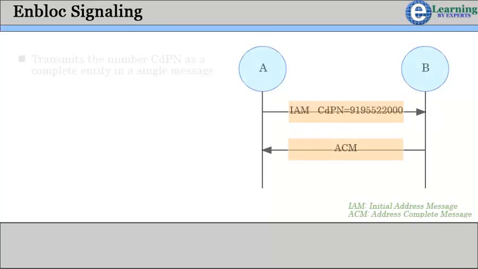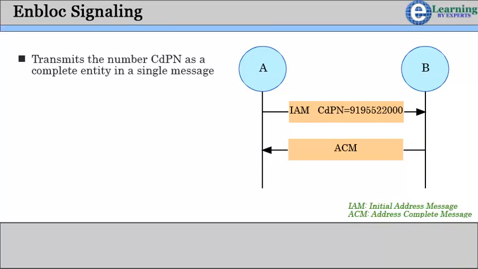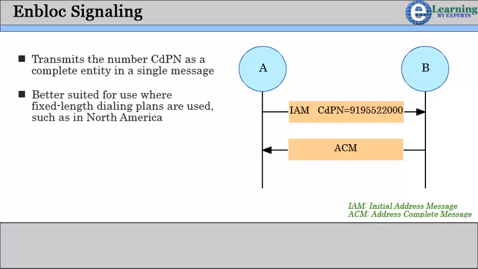The Enbloc signaling method transmits the number CDPN as a complete entity in a single message. When using Enbloc signaling, the complete number is sent in the initial address message, IAM, to set up a call. This is much more efficient than overlap signaling, which uses multiple messages to transport the number. Enbloc signaling is better suited for use where fixed-length dialing plans are used, such as in North America.